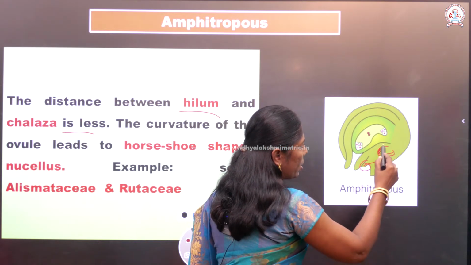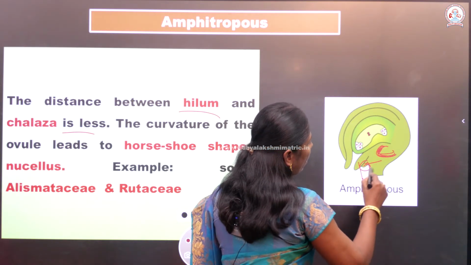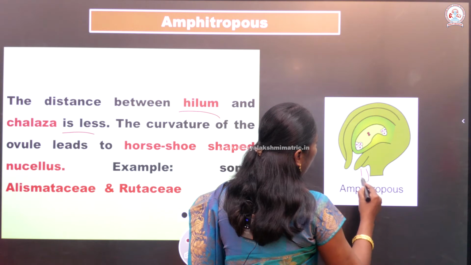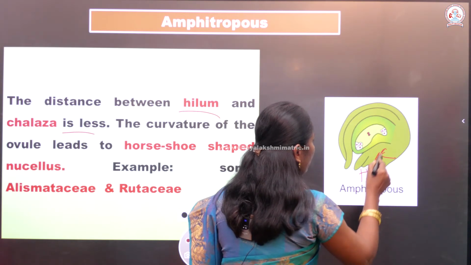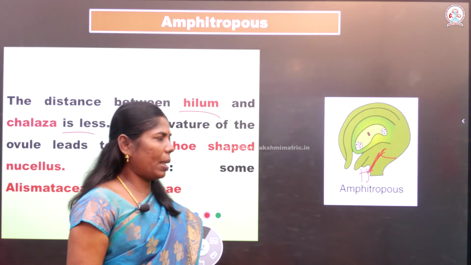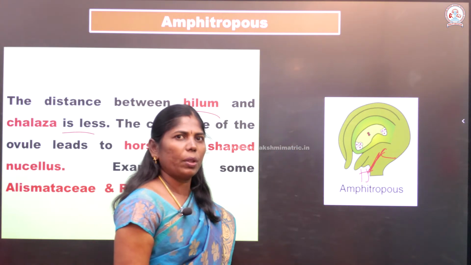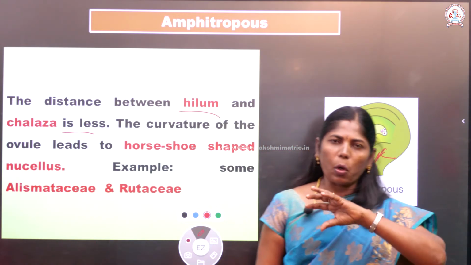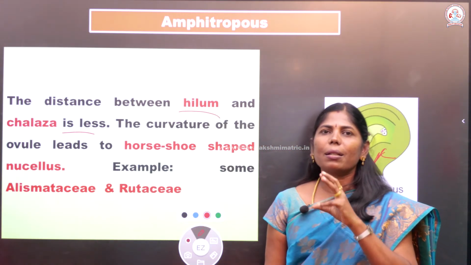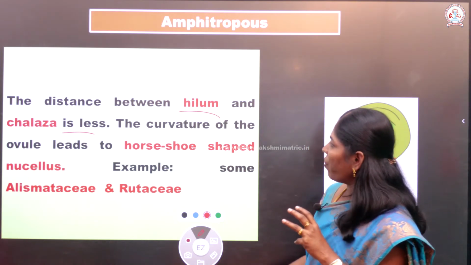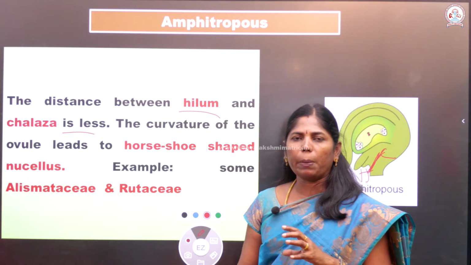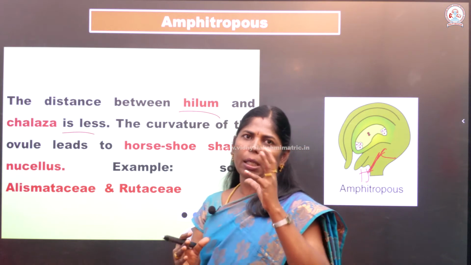This is the chalaza portion, and this is your hilum. Both of them are very close to each other, with very little distance. Here we can see that the body of the ovule is totally curved. We can see the curvature of the ovule; it is fully curved.